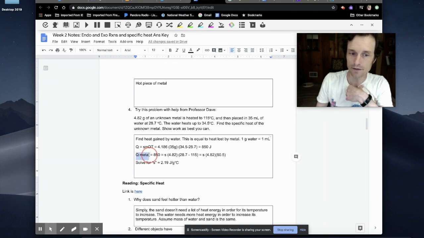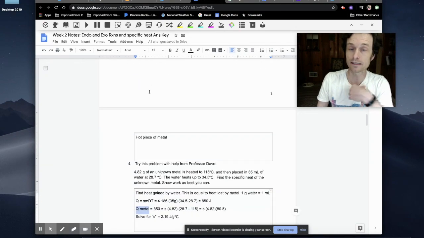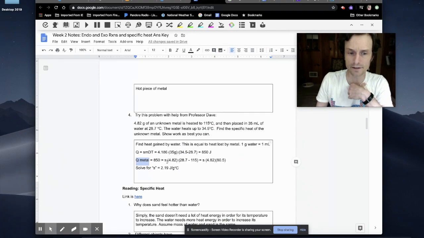Here, the heat of the metal is equal to the heat of the water. We kind of talked about that earlier in question 3, that the heats are equal. That's conservation of energy. And so we put that in and essentially solve for the specific heat.